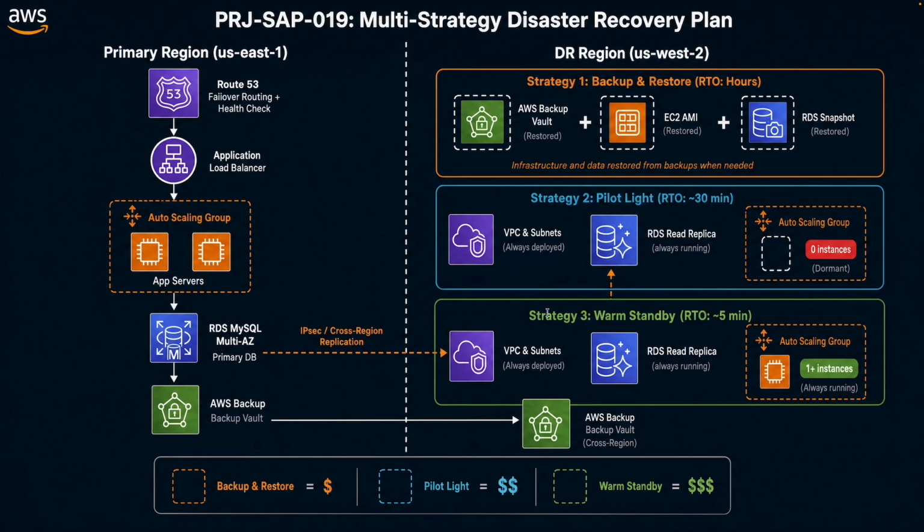When disaster strikes, we flip 3 switches, which we can automate if we want, but for this project I'm just doing it manually. If disaster strikes, we scale up the auto-scaling group, we promote the read replica to the primary, and then Route 53 automatically routes to the disaster recovery region. So let's jump to the AWS console and go ahead and view.